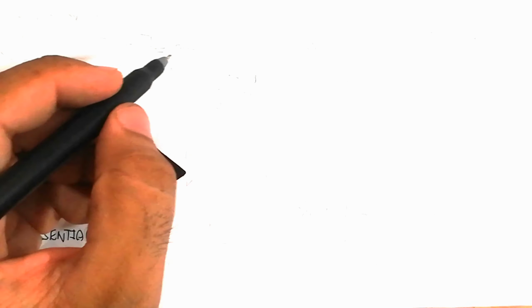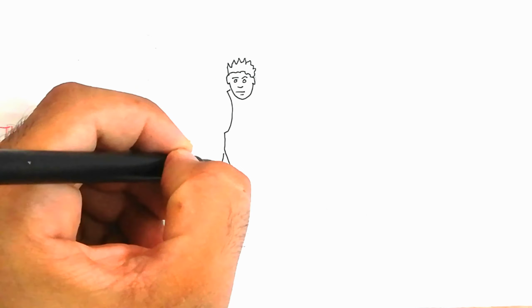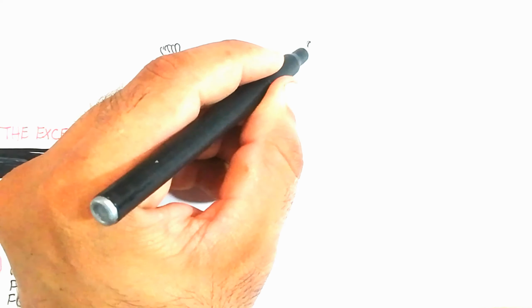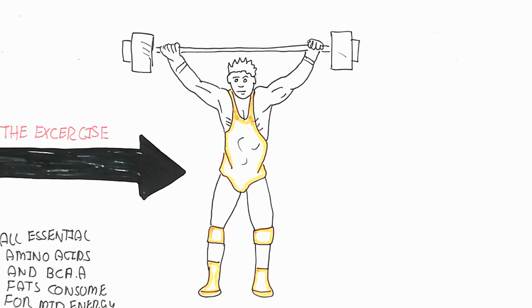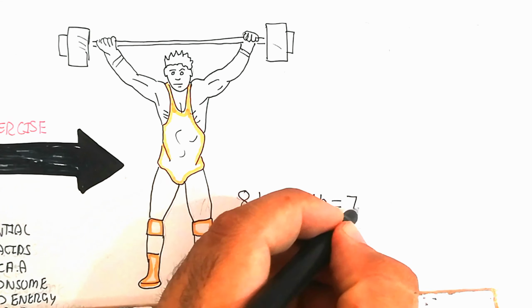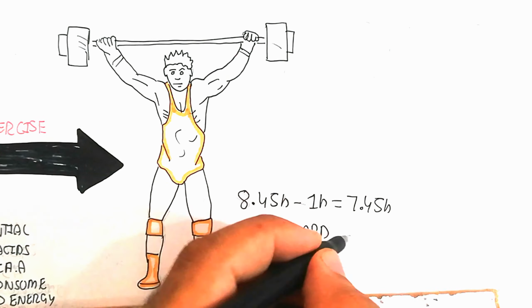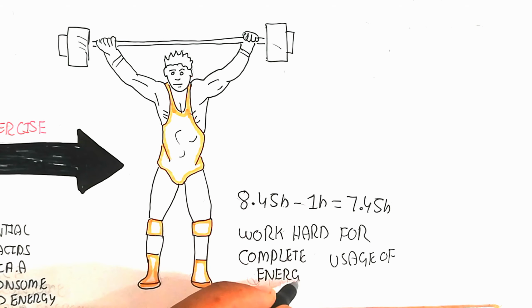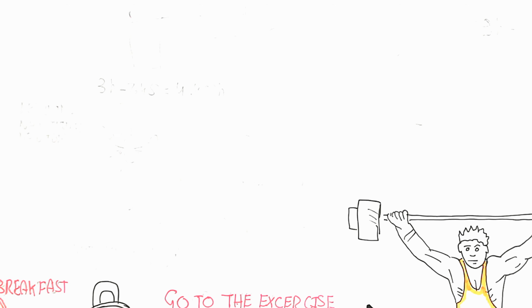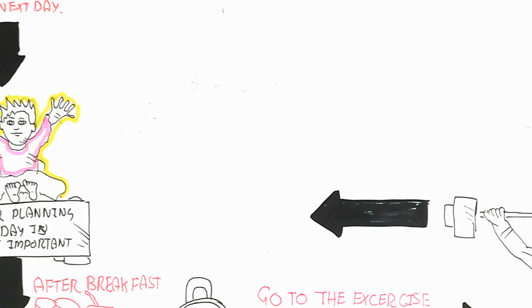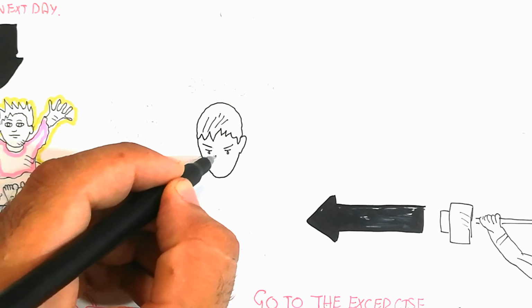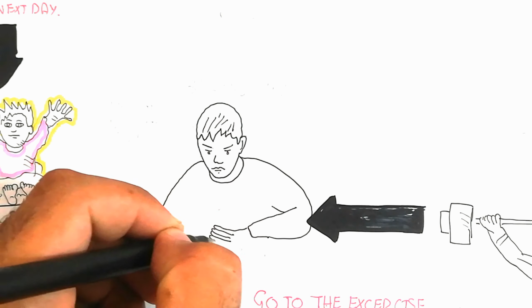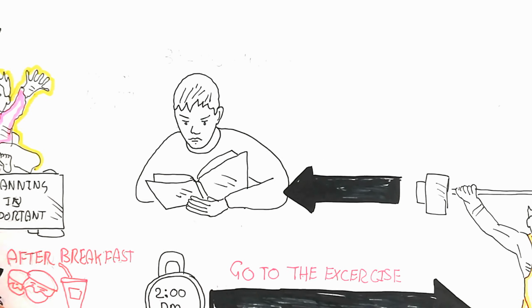You should work out in the gym or go to an activity, for example a sport, and spend 1 hour on it. Subtracting 1 hour leaves 7.45 hours extra, which is for working on something else. So work hard for complete usage of energy.